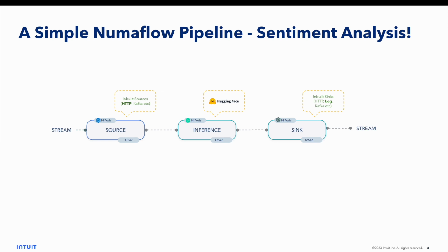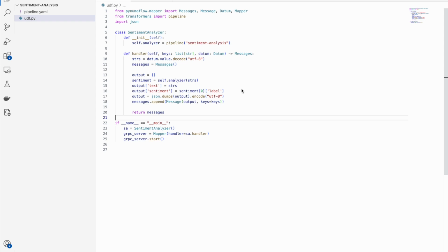Now that we have a source and a sink available, let's see what it takes for us to write that inference piece of code. For the sentiment analysis user-defined function, or the inference user-defined function, I'm going to use a Python SDK that is provided by Numaflow in order to do stream processing. So as a developer, all I have to do is write these few lines of code. So let's take a deeper look at what this piece of code is trying to do.